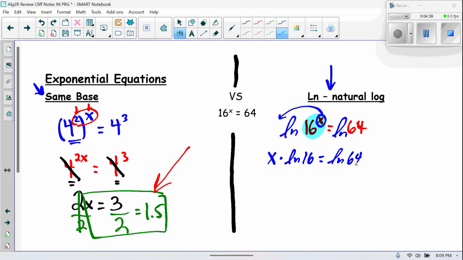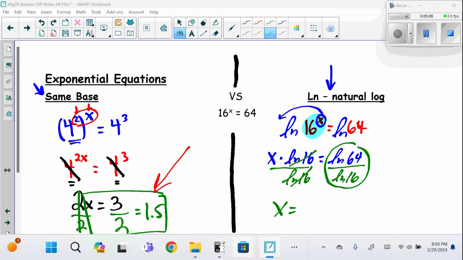Now it's a million times easier to solve. I'm just going to divide both sides by the natural log of 16. This goes bye-bye, and I have my x equals. I'll just put this right in the calculator. Do not cancel natural logs. Those are actually operations, like a plus sign. I can't just cancel plus signs, so don't try and cancel natural logs.